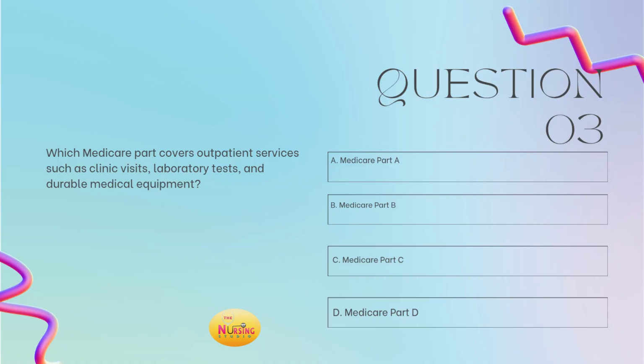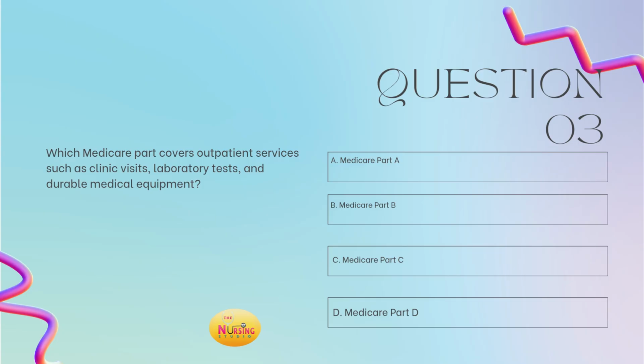And lastly, question number three, which Medicare part covers outpatient services such as clinic visits, lab tests, and durable medical equipment? Is it Medicare Part A, Medicare Part B, Medicare Part C, or Medicare Part D? Take a moment and tell me what you got.